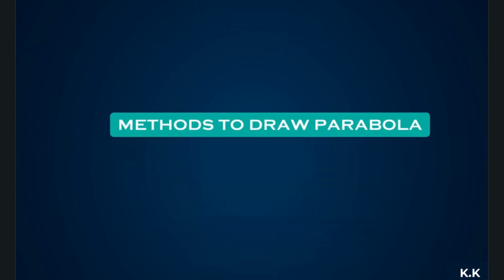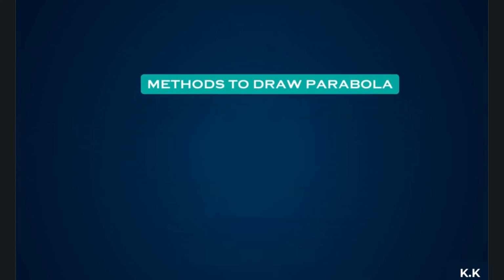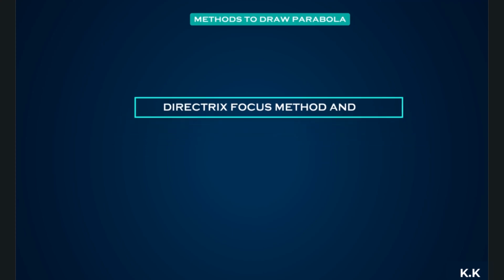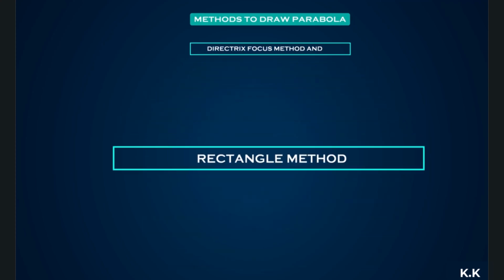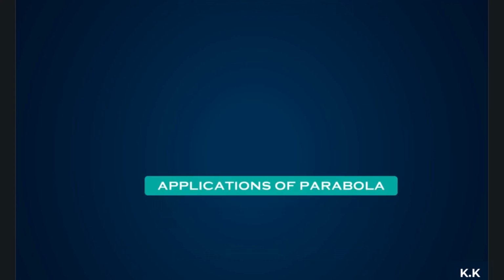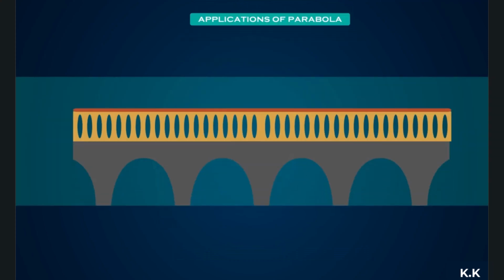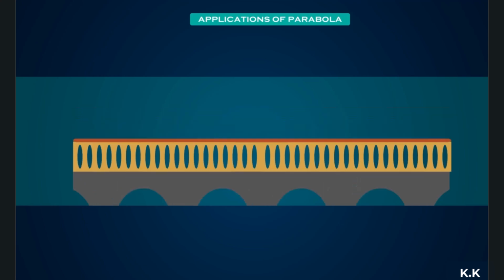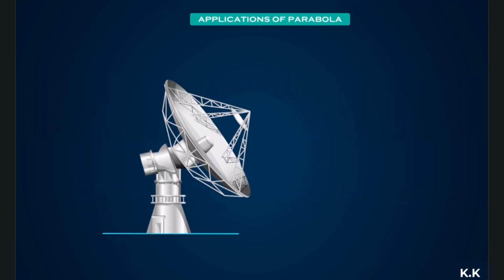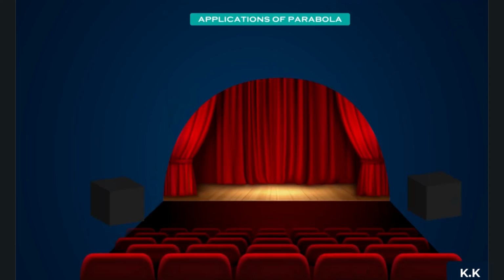We use two methods to draw parabola. They are directrix focus method and rectangle method. Applications of parabola. Parabola is used in bridges for better weight distribution. The parabolic shape of a satellite dish helps receive and transmit the signals. Parabolic domes are used in theaters for better sound distribution.